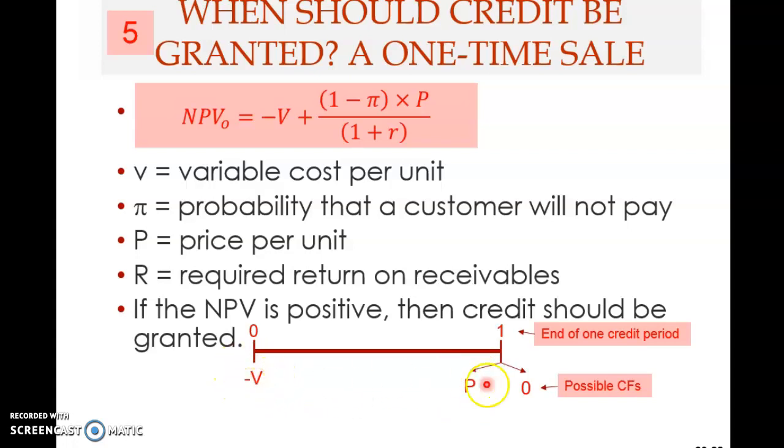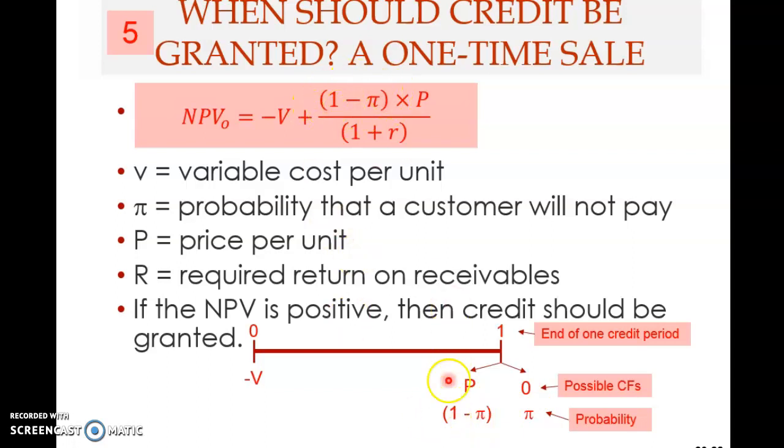This will be the cash inflow. There are two possibilities: there will be a cash inflow or there is no cash inflow. What are the probabilities? The probability of the customer defaulting, meaning they make 0 payment, is pi. The symbol pi refers to the probability of default of the customer. If they default, then they don't pay anything. The opposite, 1 minus the probability of default, will be the probability that the customer will pay. So 1 minus pi.